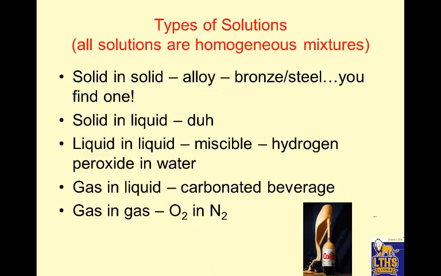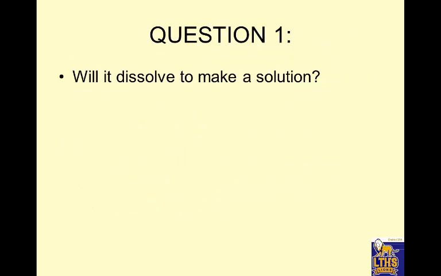Please remember that all types of solutions are homogeneous mixtures, and you could have solids and solids, solids and liquids, liquids and liquids, gases and liquids, and gases and gases. Make sure you can think of an example of each kind of solution when you get the chance. I think you probably know some more of these. Brass is a solution of solids. Different carats of gold are a solution of solids. Steel.